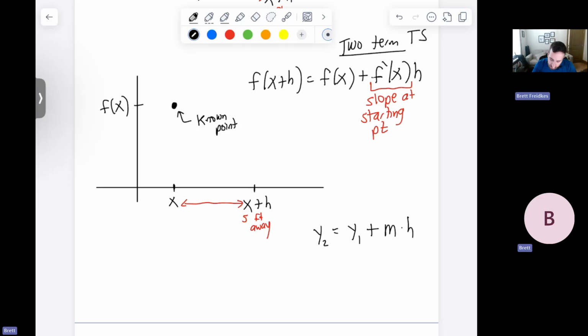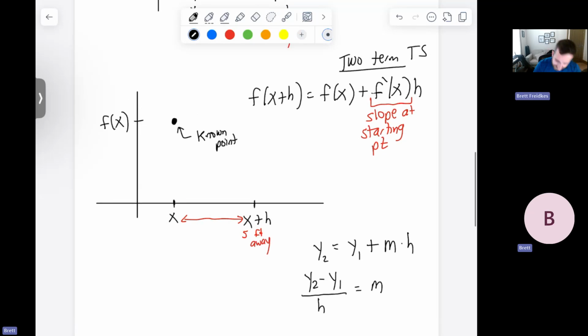And really all we did was rearrange the slope equation. If I do y2 minus y1 is equal to m times h, and then divide by h, that's just the slope. So what we're saying is, okay, I'm going to approximate the value at my new position 5 feet away by taking my current value and using this derivative to determine what it's going to look like.